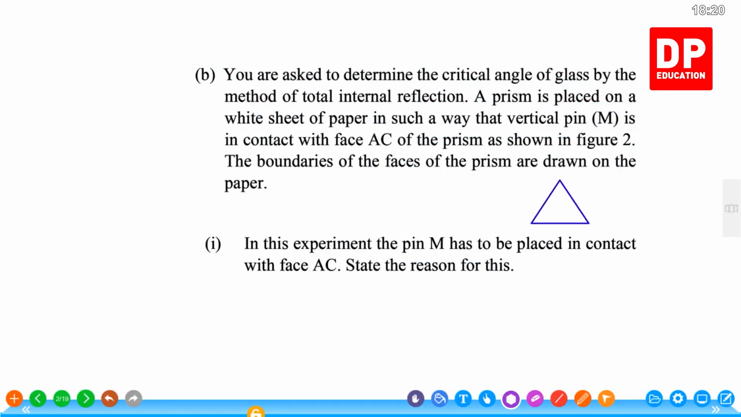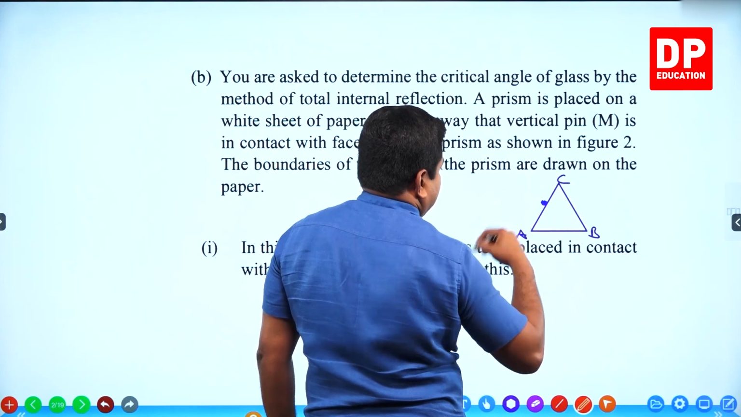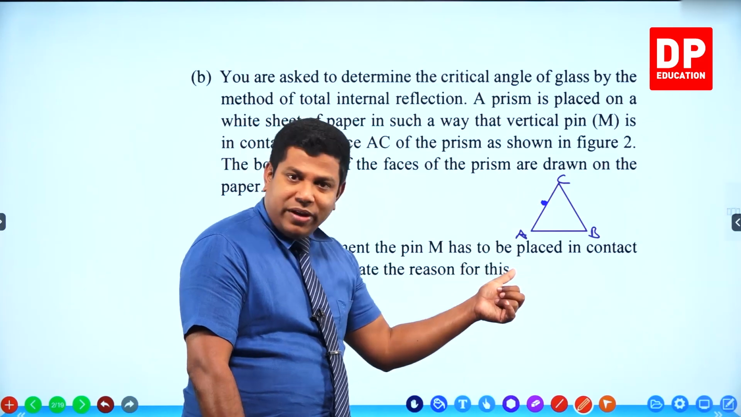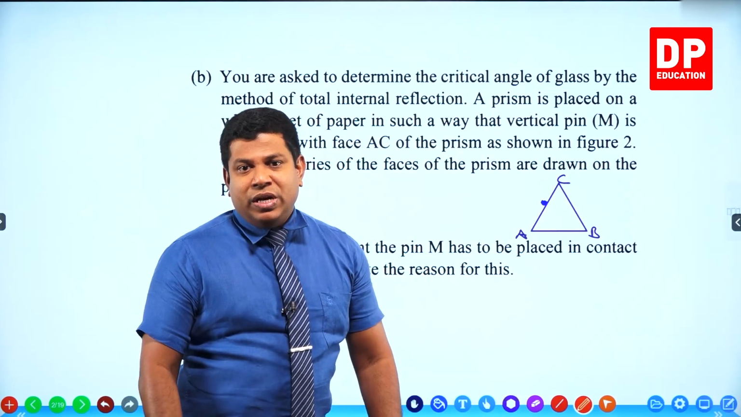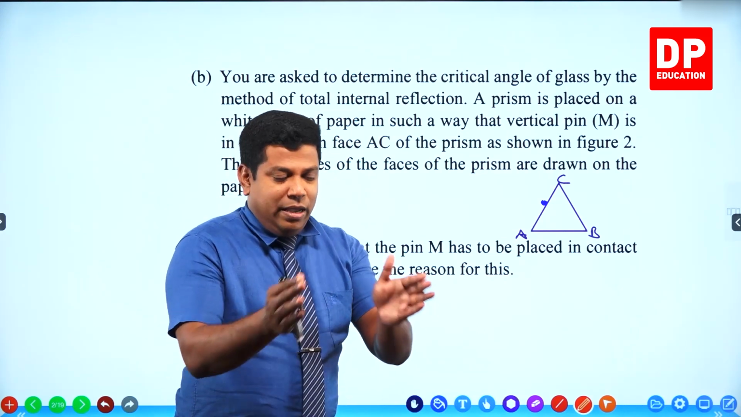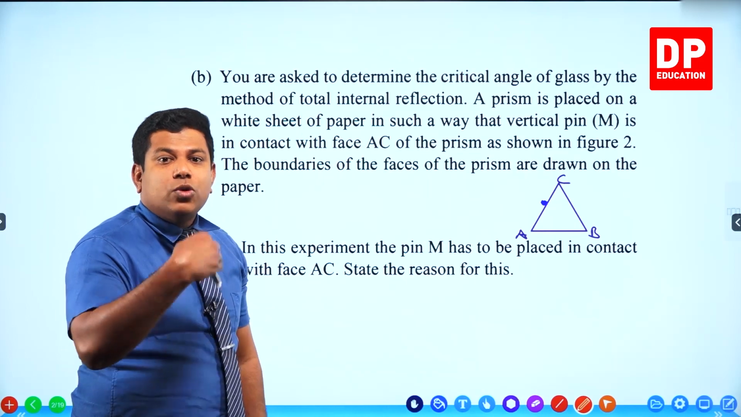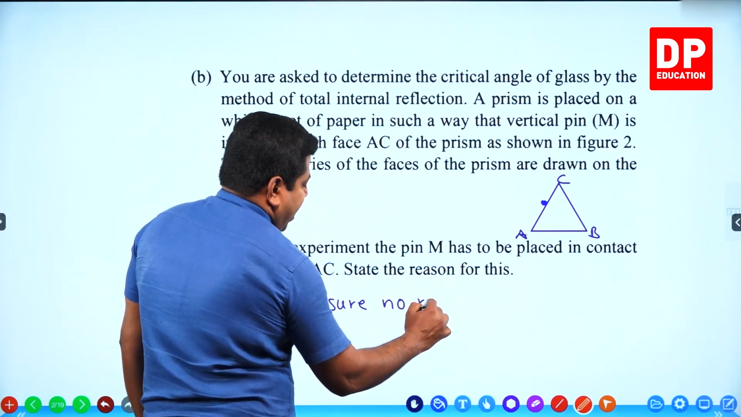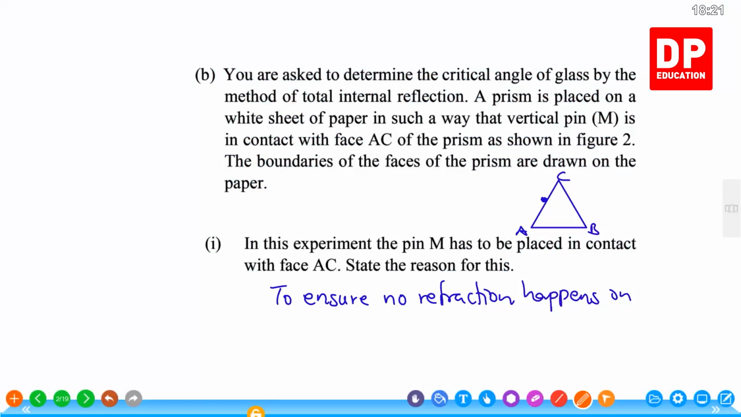If this is the prism, let's say A, B, C, and this is the pin, why does it have to be in contact? Because if there is a gap between the pin and this face, then there will be refraction. The light ray that starts from the pin, when it reaches face AC, would refract. To ensure it looks like the ray starts within the glass itself, we keep it in contact. So the reason is: to ensure no refraction happens on surface AC.